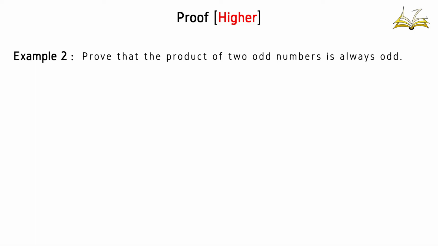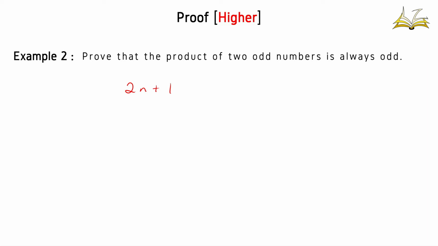So again, we could use the technique of doing 3 times 5, which is equal to 15, which is an example, and 7 times 3, which is equal to 21. And both of these answers are odd numbers. However, we need to show this algebraically. Now, to show this algebraically, we will write one odd number, which is 2n plus 1, like we've seen earlier.